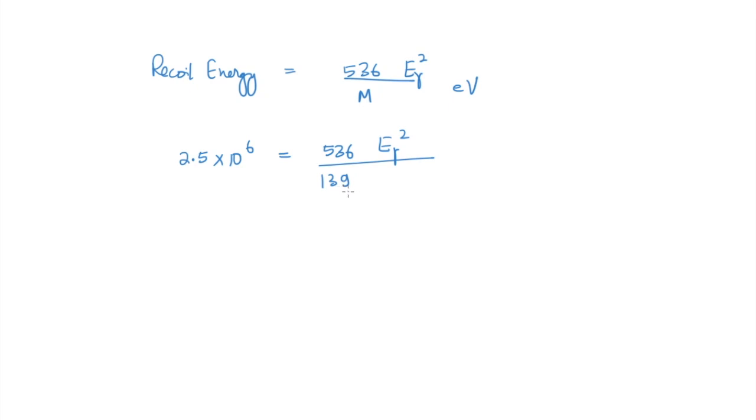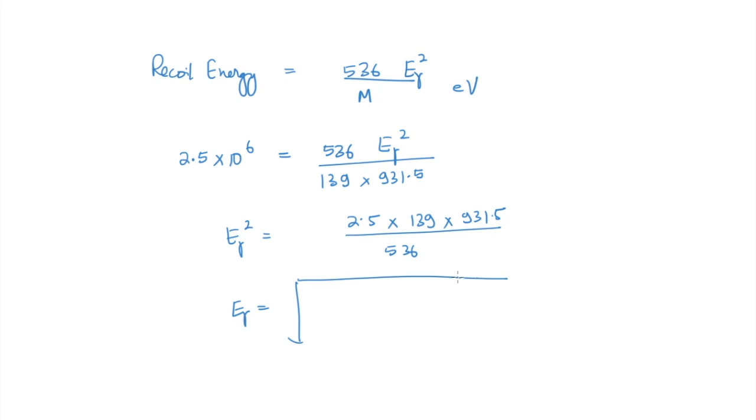You have to convert AMU into electron volts because everything has to be in electron volts over here, right? So you have to multiply with 931.5 in order to convert AMU into electron volt. Now E gamma squared, which you have to calculate, will be equal to 2.5 multiplied by 139 multiplied by 931.5 and divided by 536. The final answer will be the square root of this whole bunch of things, and it is going to come in terms of electron volts.